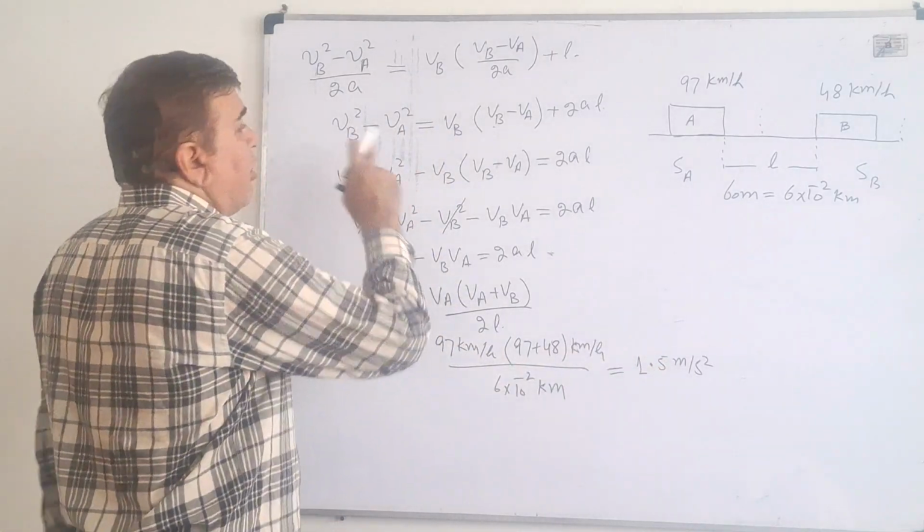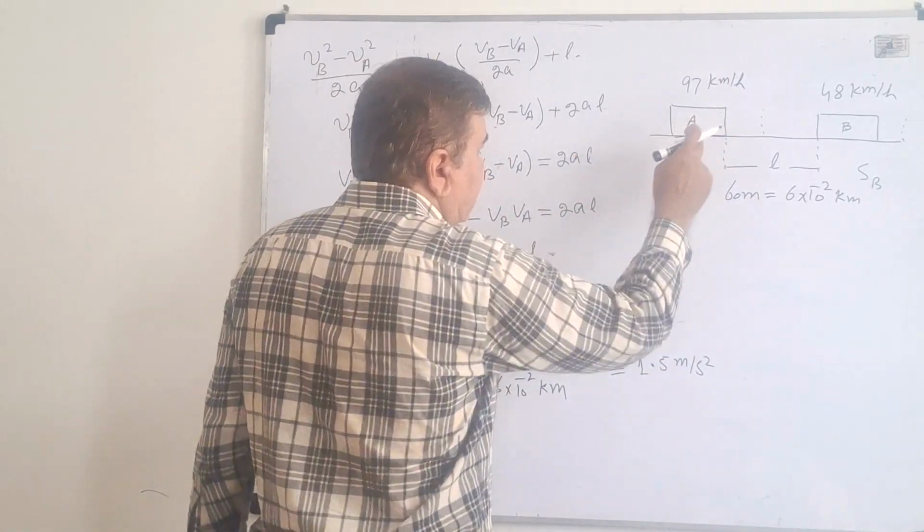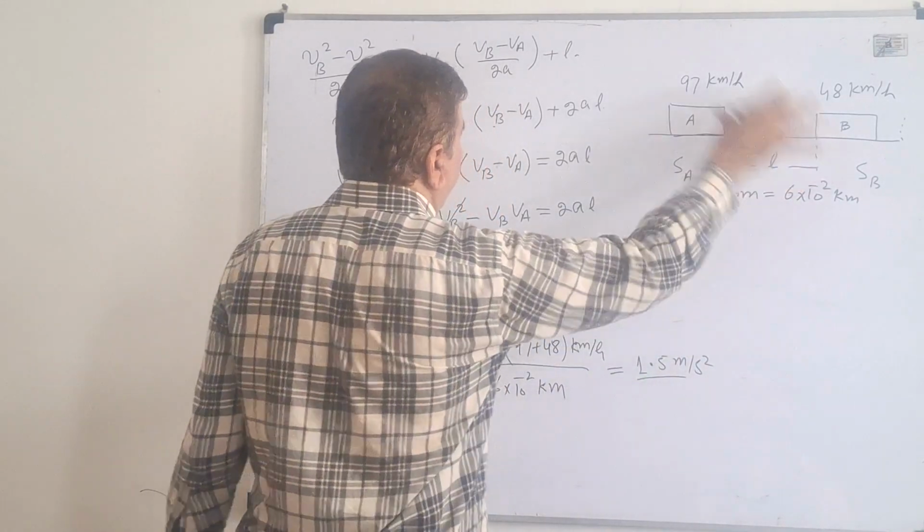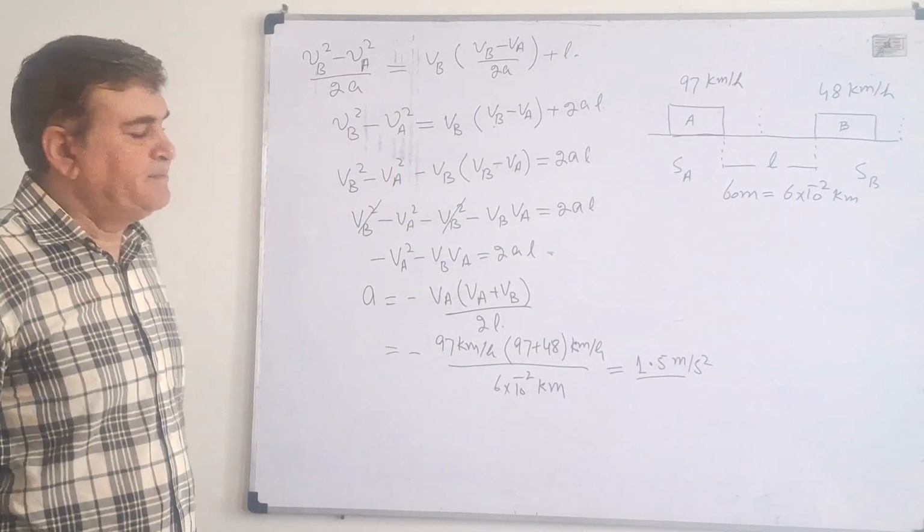So if the driver of car A decelerates his car with this constant acceleration, there will be no collision between the two cars.